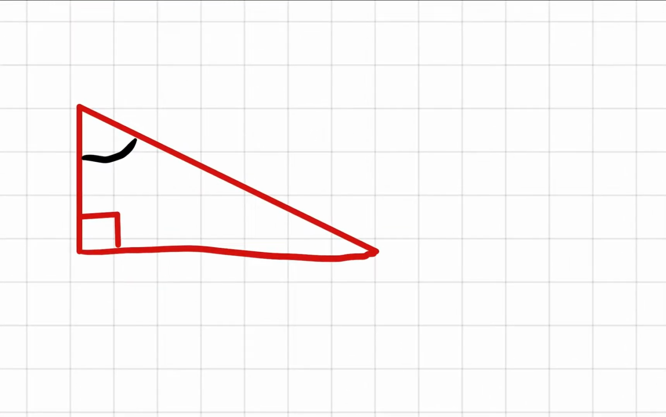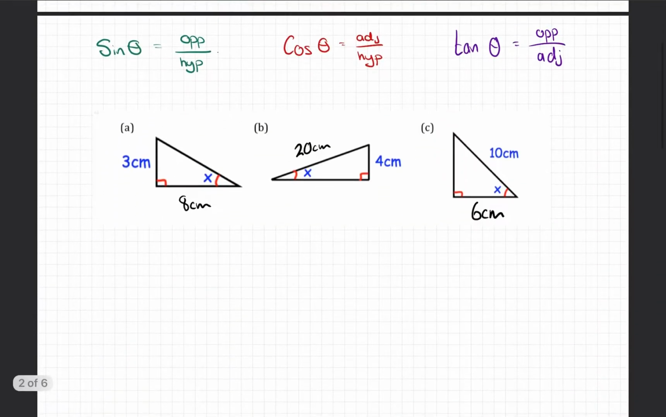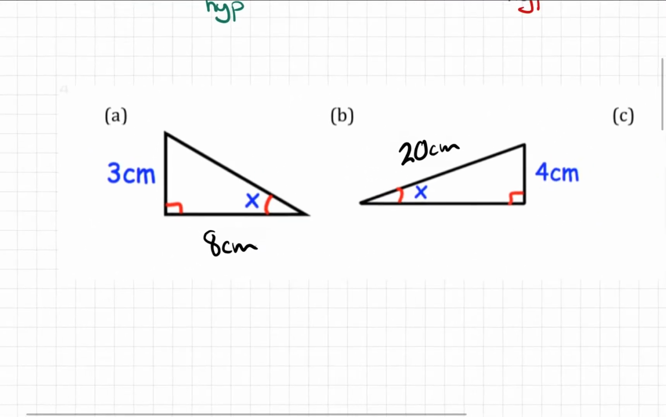Again, here's one, it's a different angle, so that's going to be your opposite, that's going to be your adjacent, and that's going to be your hypotenuse. Right, here are the rules on the top, I've written them out for you. Let's look at question 1.